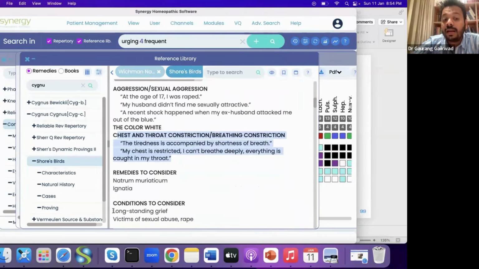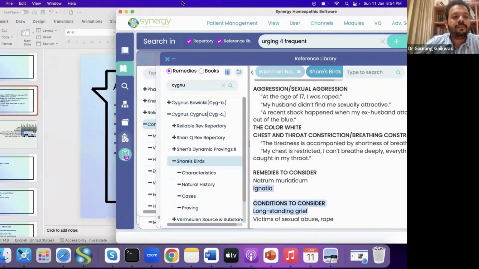You can see long standing grief, deeper than Ignatia. This is the remedy, Cygnus. So that's what I'm trying to tell you, that you have to get out of the mindset of grief means Ignatia, grief means Natrum mur, anger means Nux vomica. I think as homeopaths of modern times, we have to get out of that fixed drug picture that we were taught and understand that there's a much broader perspective to understand.